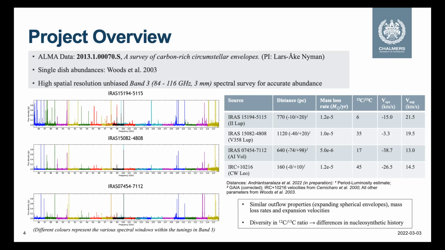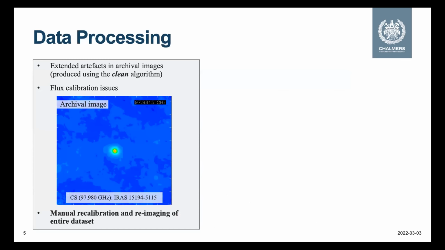And we chose these stars with different 12C/13C ratios because that ratio points towards their difference in nucleosynthetic histories. And so moving on, the data we have is, I would like to say, publicly available in the ALMA archive, but there were a lot of issues with the data in the archive. So since this is an ALMA talk, I thought I would briefly point this out too.